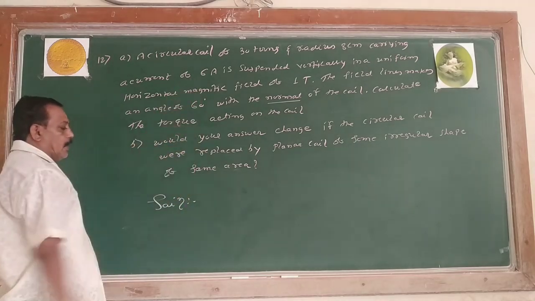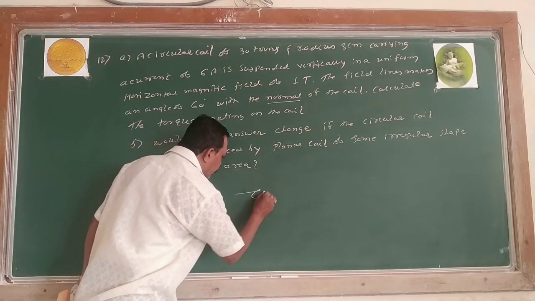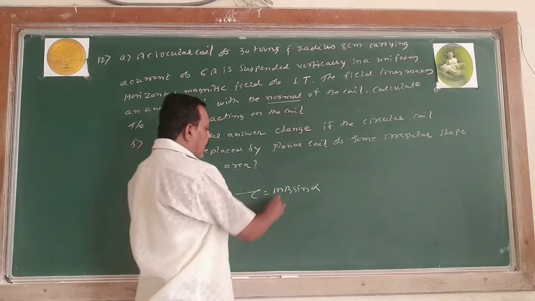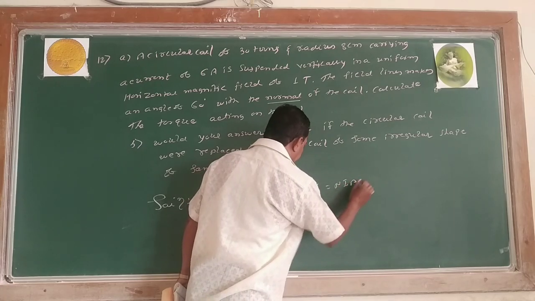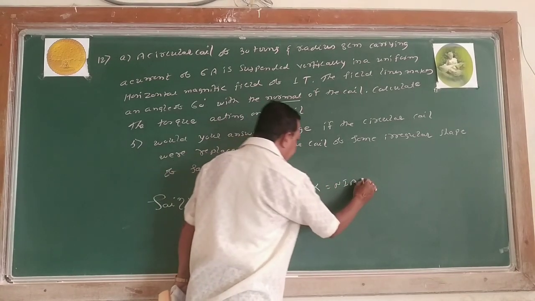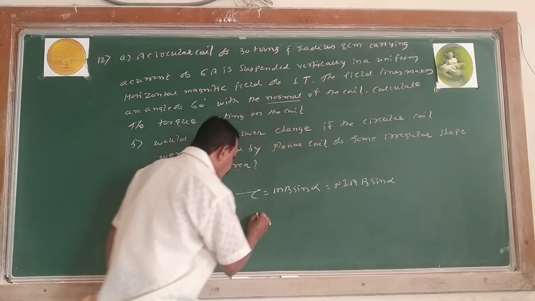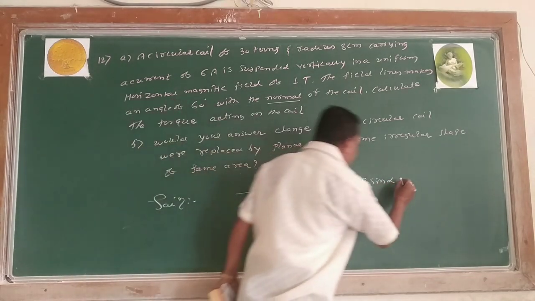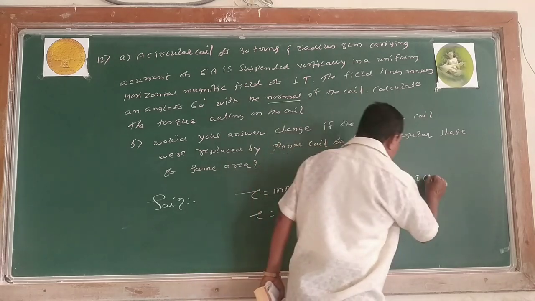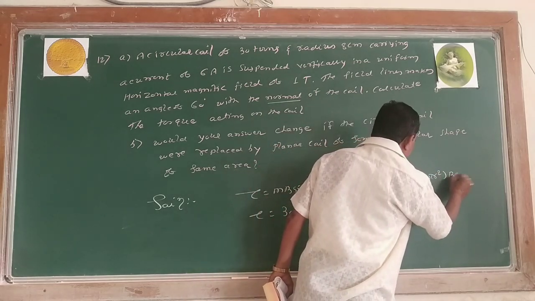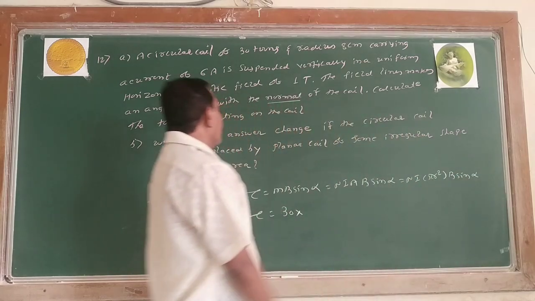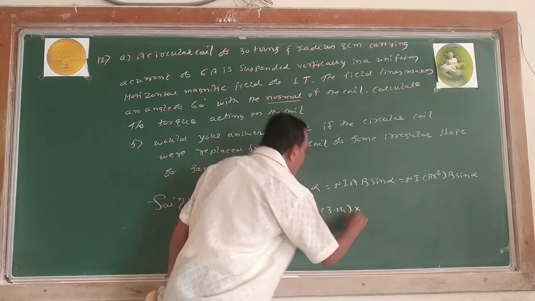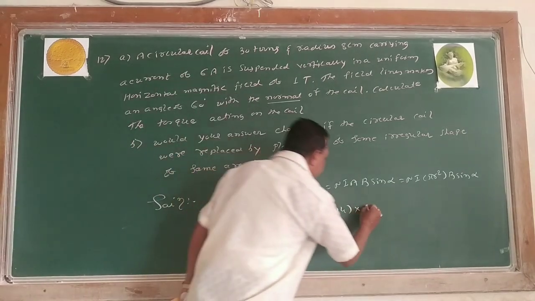The torque acting on a current loop, torque tau equals MB sin alpha. Alpha is given directly in the normal sentence. M is nothing but NIA, number of turns times I times A. So tau equals NIA B sin alpha. Substitute: number of turns, 30. Area of a circular coil, pi r square. Current is 6 ampere, 3.14 into radius 8 centimeter, 8 into 10 to the power of minus 2, whole square.